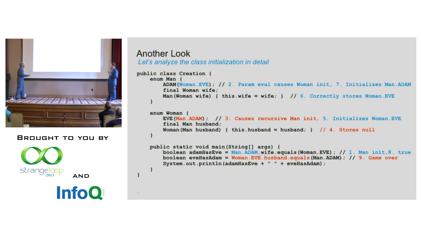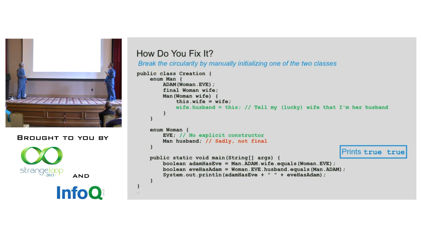So what do we do to fix it? Well, there's two ways to fix these things. You've got to break the initialization circularity one way or another, either manually or with lazy initialization. In this case, I've chosen to do it manually, and the way I do it is that man depends on woman, but not vice versa. I've seen relationships like that.